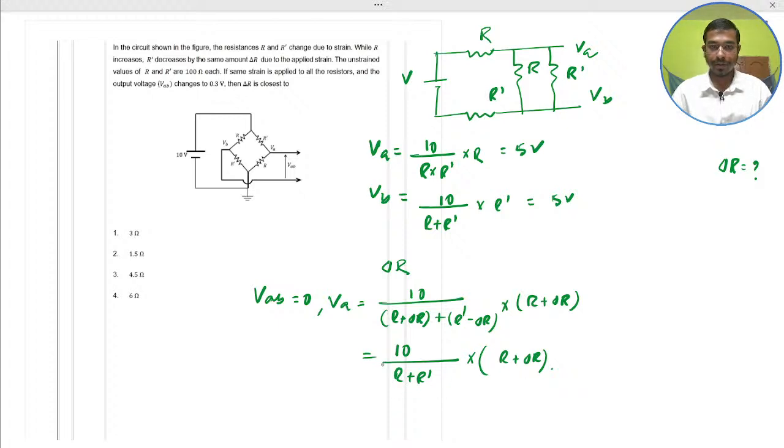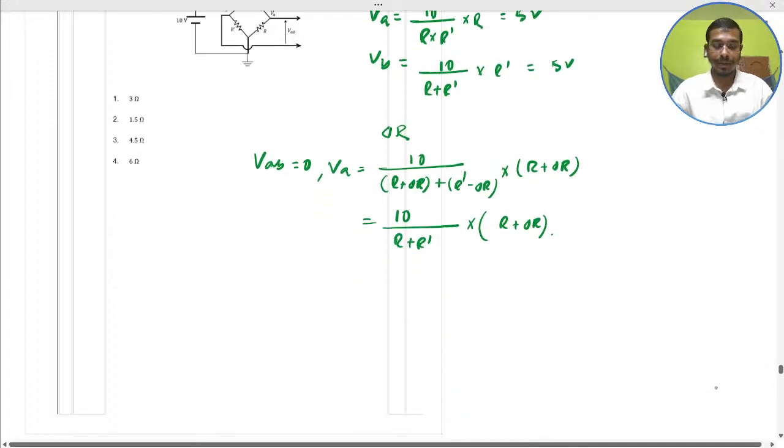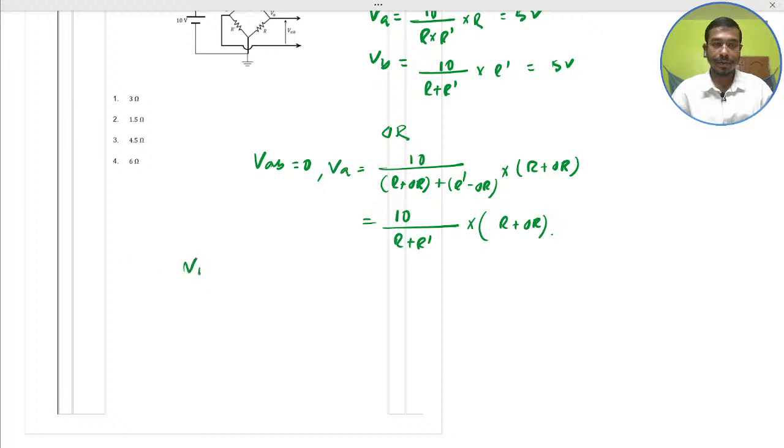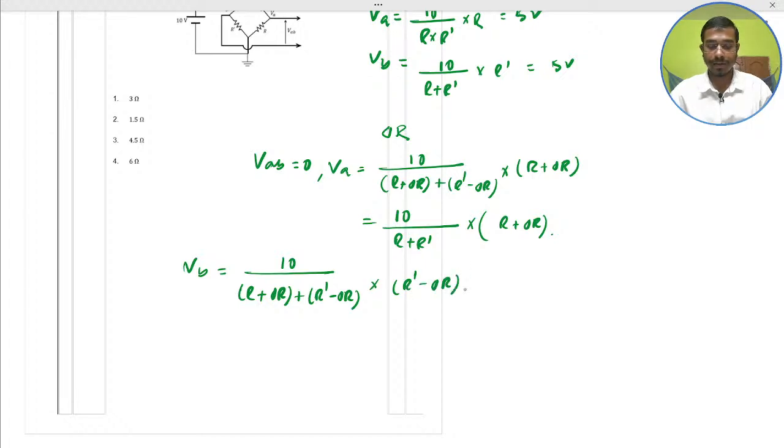this is the VA equation, and for the VB, VB means 10 divided by R plus del R plus R dash minus del R, into R dash minus del R, that is equal to 10 by R plus R dash, into R dash minus del R. Okay.